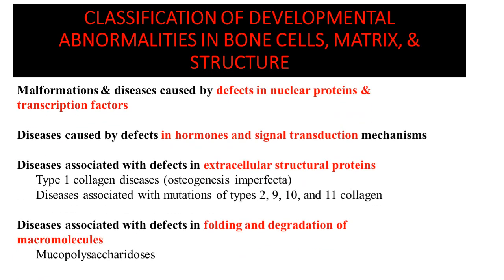So we have seen the classification of developmental abnormalities in bone cell matrix and structure, and we have broadly described the malformations and diseases caused by defects in nuclear protein and transcriptional factors. Then diseases caused by defects in hormone and signal transduction mechanisms, diseases associated with defects in extracellular structural proteins, and we discussed various collagen disorders under this head. And the most common one of these was osteogenesis imperfecta.